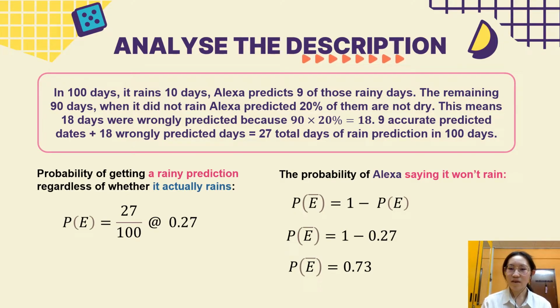The remaining 90 days, when it did not rain, Alexa predicts 20% of them as not dry. This means that 18 days were wrongly predicted because 90 multiplied by 20% equals 18. 9 accurately predicted days plus 18 wrongly predicted days equals 27 total days of rain prediction in 100 days. The probability of getting a rainy prediction, regardless of whether it actually rains, is 0.27. The probability of Alexa saying it won't rain is 0.73, by subtracting 0.27 from 1.